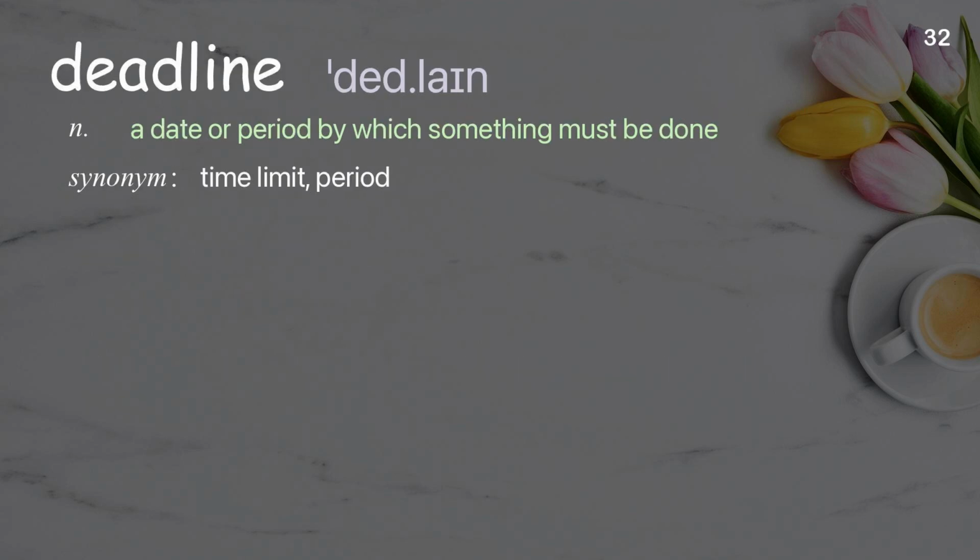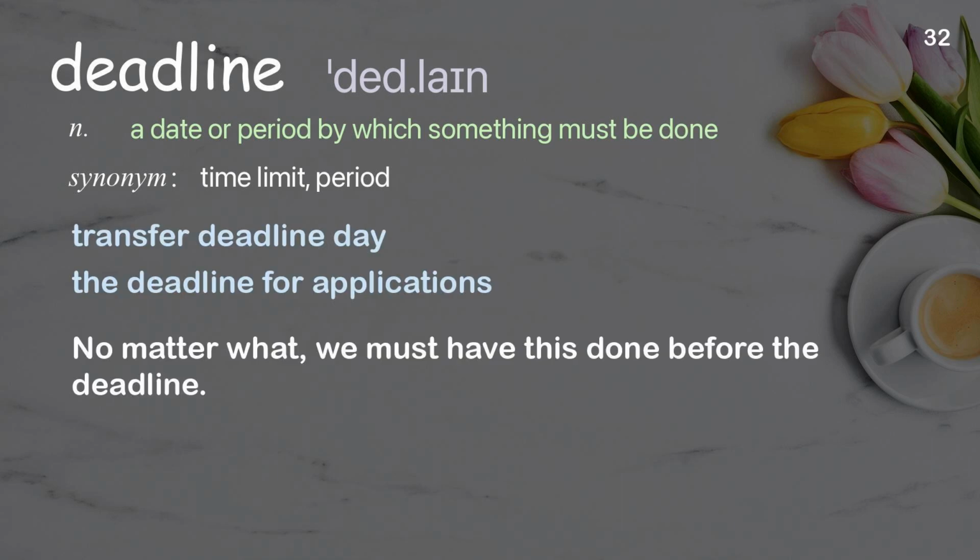Deadline. A date or period by which something must be done. Examples: Transfer deadline day. The deadline for applications. No matter what, we must have this done before the deadline.